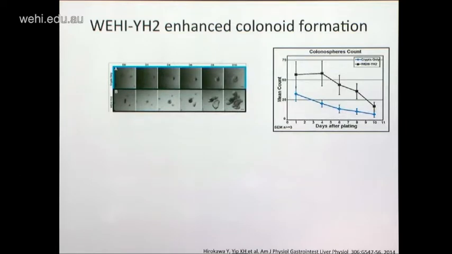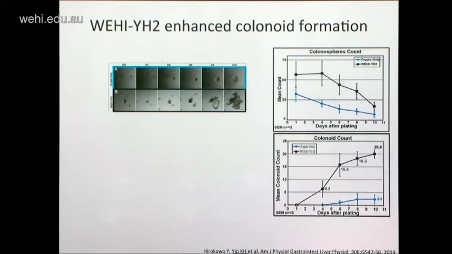And here shows the colonosphere count. On day 1, we can see in the co-culture, WEHI cell support more colonospheres formed on day 1, which implies that it enhanced the survival of the isolated crypts on day 0. And we also count the colonoid number, and then we see in the co-culture more colonoid formed compared to the crypt-only culture.